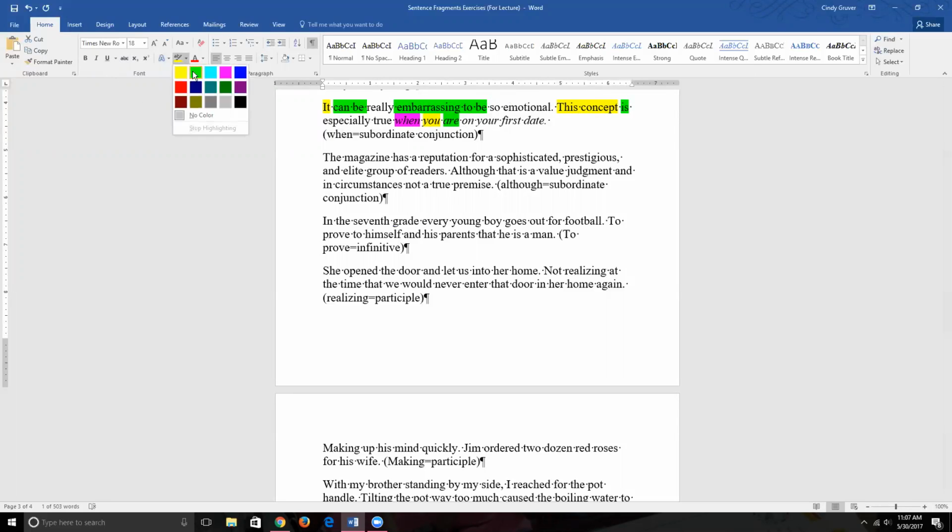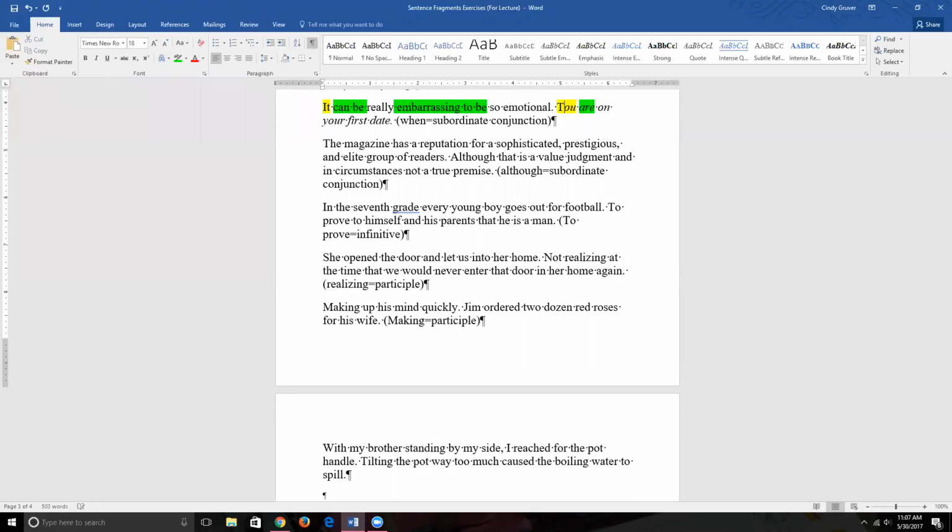It is true that we could have just removed the subordinating conjunction and said, you are on your first date. I mean, that works grammatically. It is absolutely a complete thought. It has a subject, it has a verb, it expresses a complete thought. But when we are reading these two, this sentence and sentence fragment that the author originally wrote, we're really not conveying his idea, right?